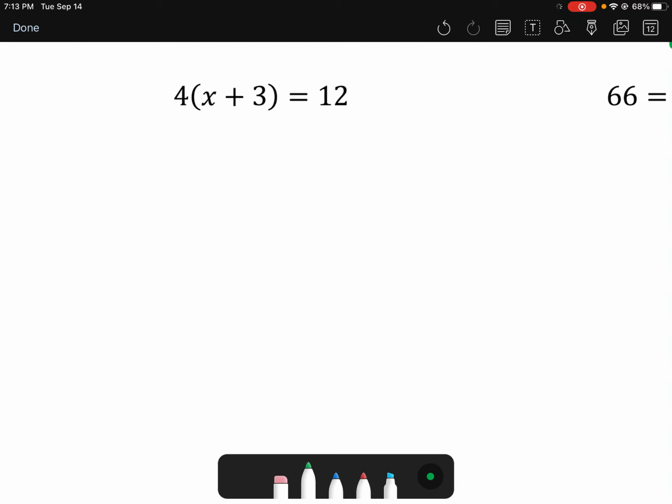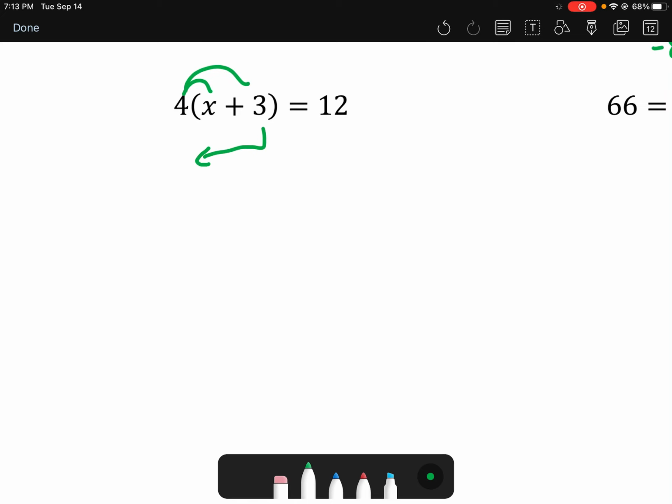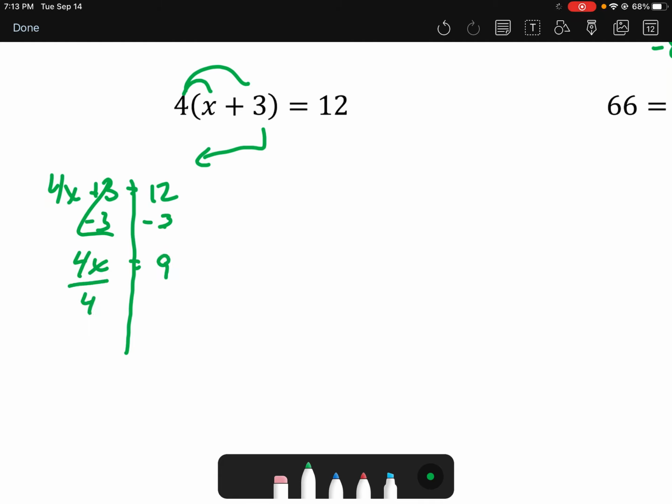I have 4 times the quantity of x plus 3 is equal to 12. Now, there are 2 different ways that we can solve this. Because I'm multiplying the 4 there to the x and 3, I could go ahead and distribute this. I'd be left with this scenario, where I have 4x plus 3 is equal to 12. And then this is just like one of the first problems that we looked at. I can subtract the 3. Then divide by the 4.